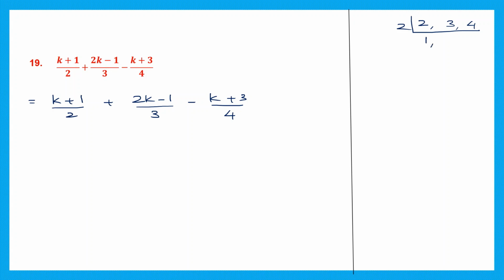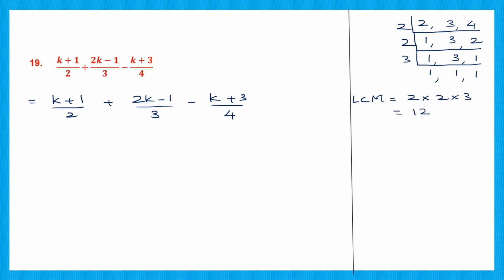2 1s are 2. We bring down 3. 2 2s are 4. We continue with 2 again. 1 and then 3. 2 1s are 2. Now we can go to 3. 1, 1 and 1. So what is our LCM? 2 into 2 into 3. 2 2s are 4, 4 3s are 12. So we've got 12 as our LCM. So let's use that as a common denominator.